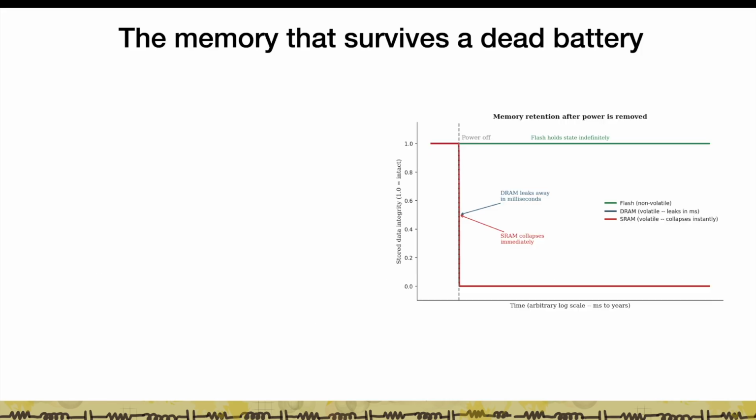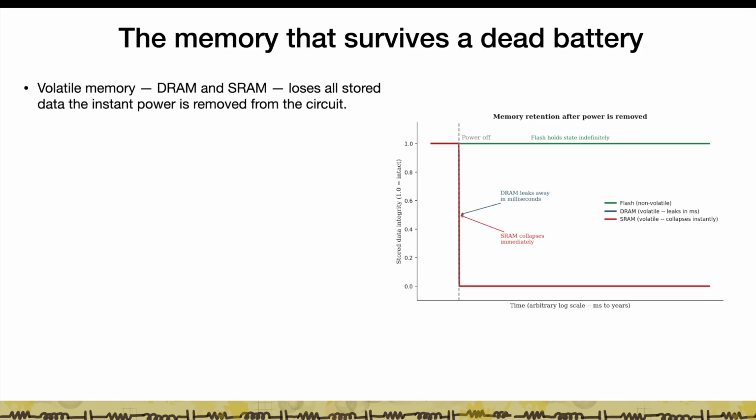That is the defining property of non-volatile memory. The ability to retain stored information with no applied power for years, across temperature extremes, across thousands of reboot cycles. And it's not obvious that this should be physically possible at all.